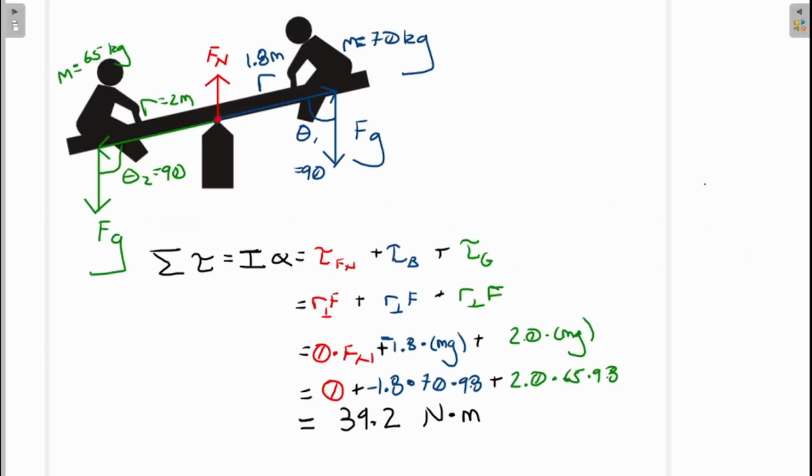Okay, let's go through this really quick. The first thing I did was just write down all the forces and the radii. So R0 times Fn plus negative. I know it's negative because of the right-hand rule. This person's going to try to cause the seesaw to accelerate in a clockwise direction, at least from our point of view: 1.8 times the mass times g, 70 times 9.8, plus positive, this person is going to cause it to accelerate counterclockwise: 2.0 times 65 times 9.8. Put it in my calculator, I get 39.2 newton meters.